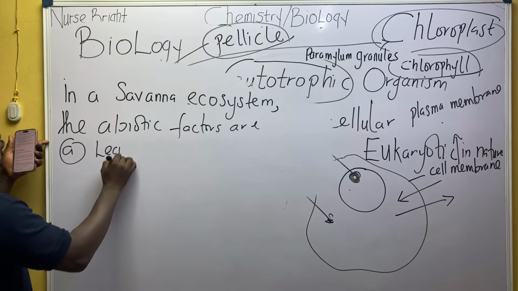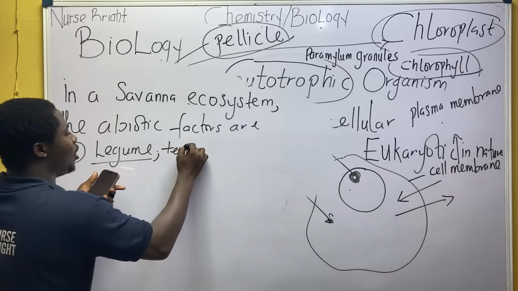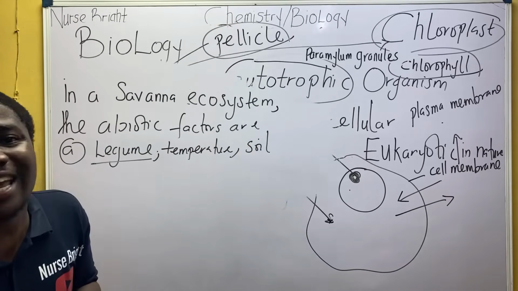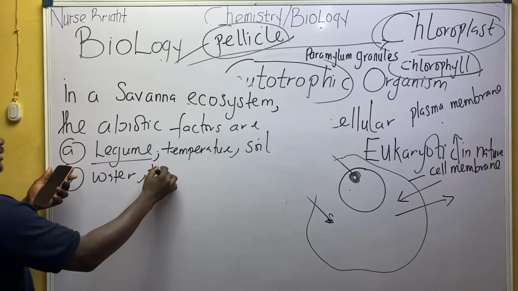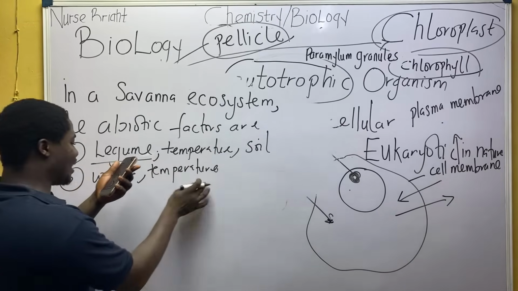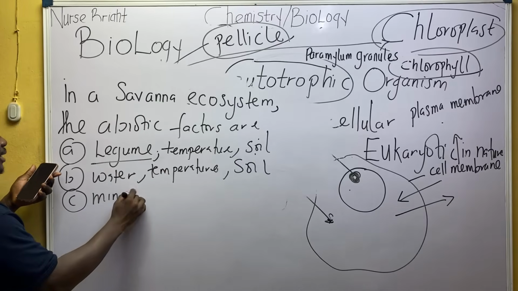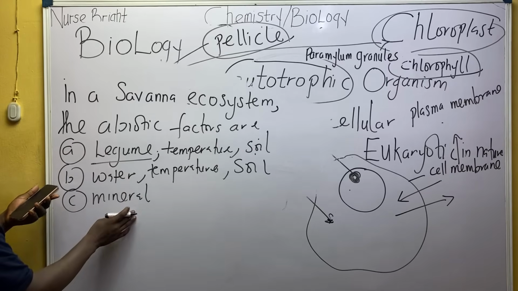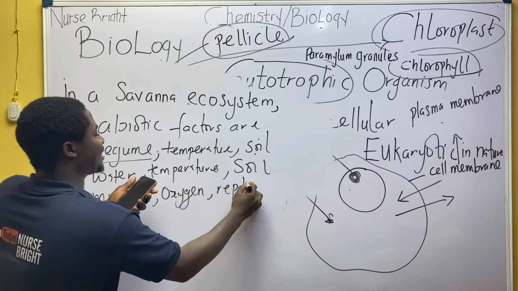Option A here is legume. This one is an organism, don't miss it. Here is temperature, and soil. They did not say soil insect, so you have to be wise. Option B says water. Water doesn't have life. It's abiotic. It supports the biotic. You cannot survive without water for a long time. So water, temperature, and soil. Option C says mineral, oxygen, and reptiles. You understand?